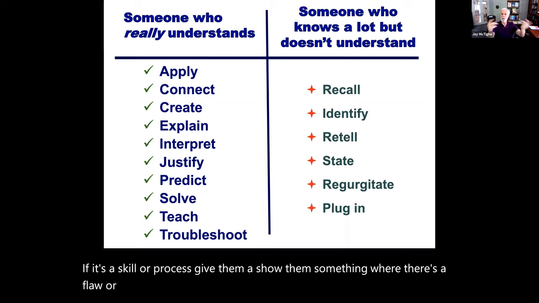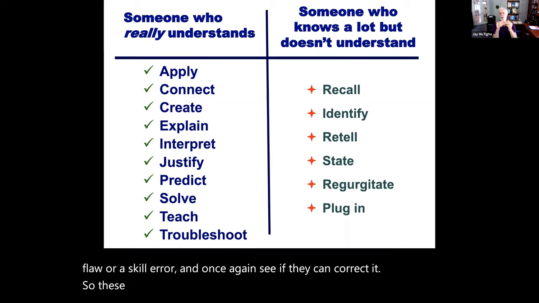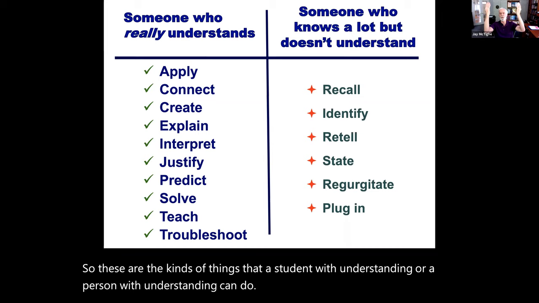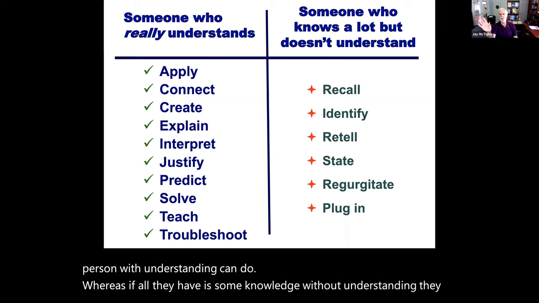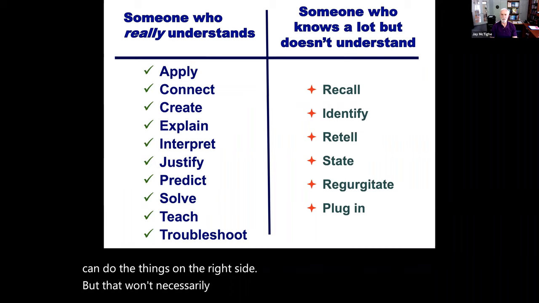So these are the kinds of things that a student with understanding or a person with understanding can do. Whereas if all they have is some knowledge without understanding, they can do the things on the right side, but that won't necessarily convince them of understanding if they can't do the things on the left.